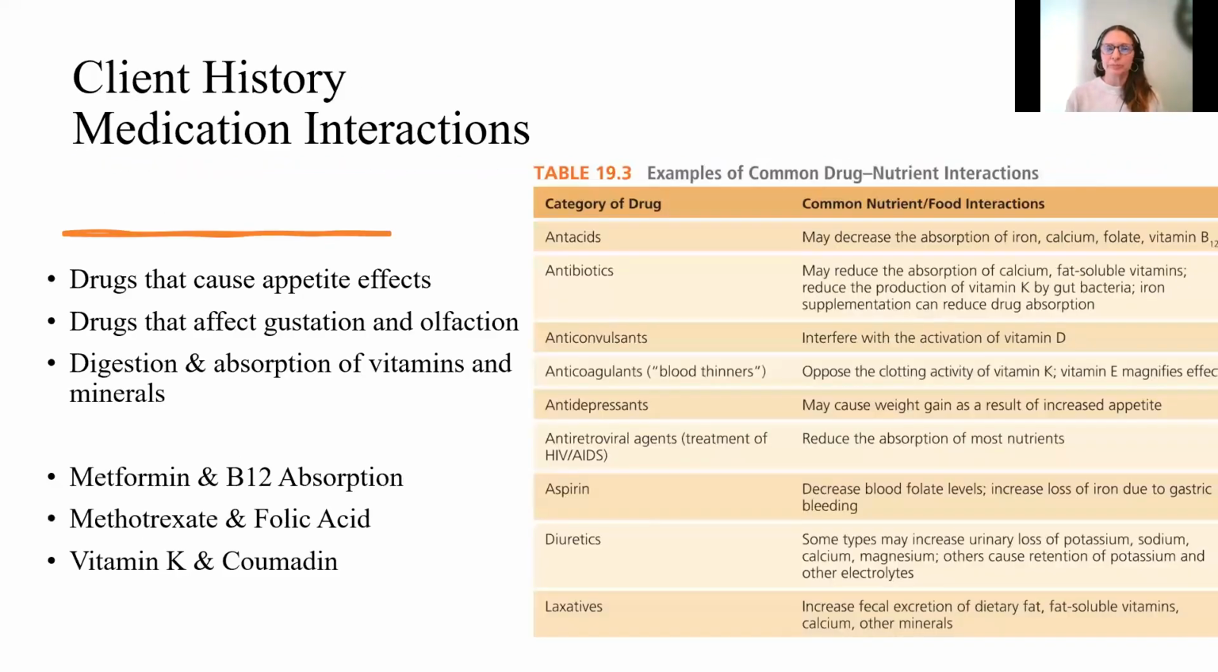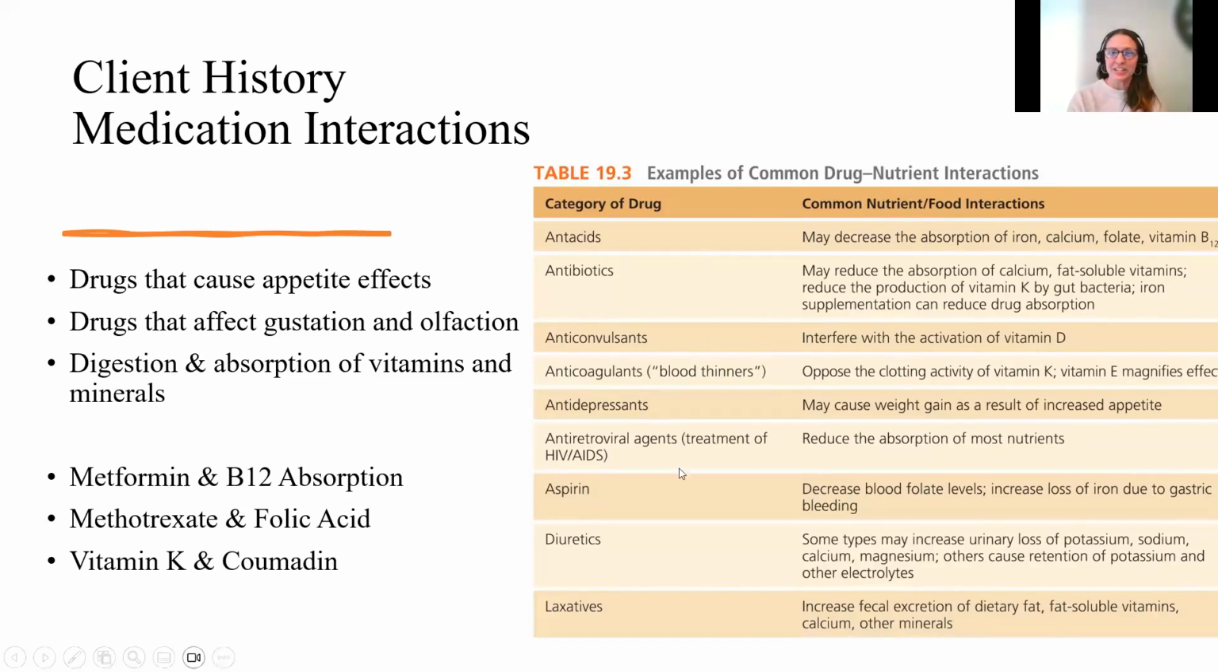Still on client history, I promise. There was a lot that goes into client history, but it's not uncommon to be on 5 or more medications as we age. And consider polypharmacy. I'm not an expert in medications, but there are so many different drugs that cause appetite shifts or shifts in smell, taste, digestion, absorption of vitamins and minerals. I just put 3 on here that came to my mind: metformin and B12 absorption, methotrexate and folic acid, Coumadin or warfarin, and vitamin K.